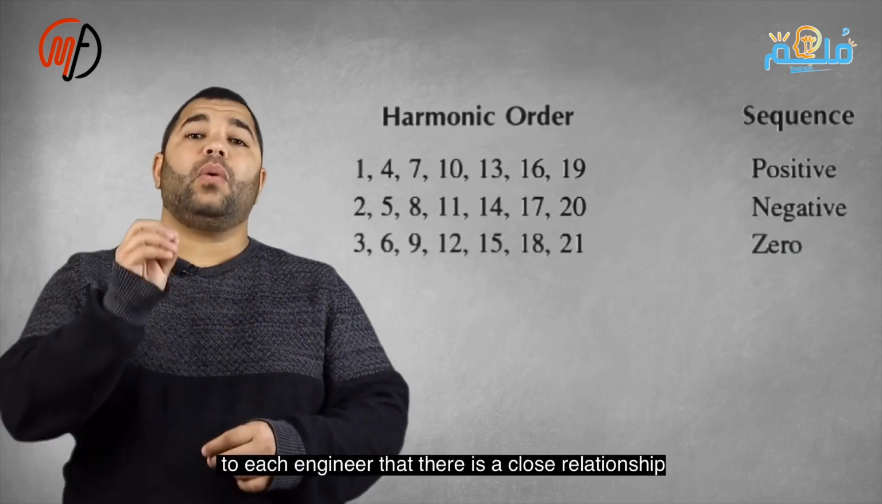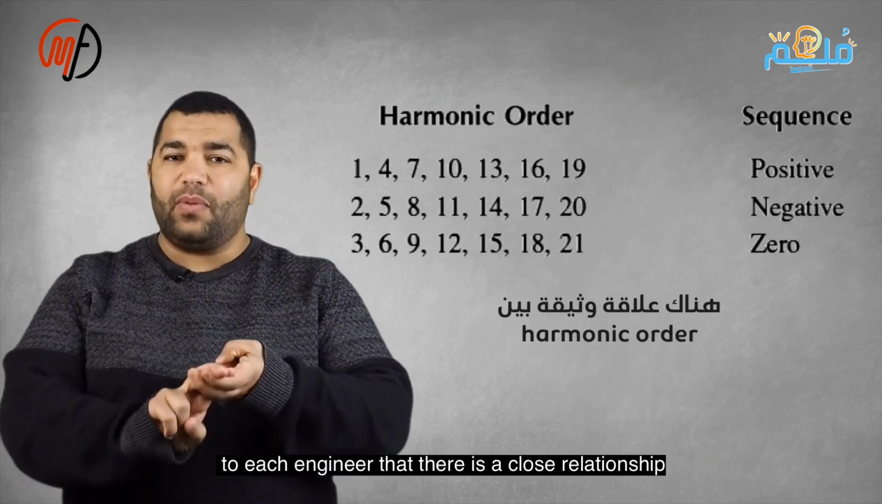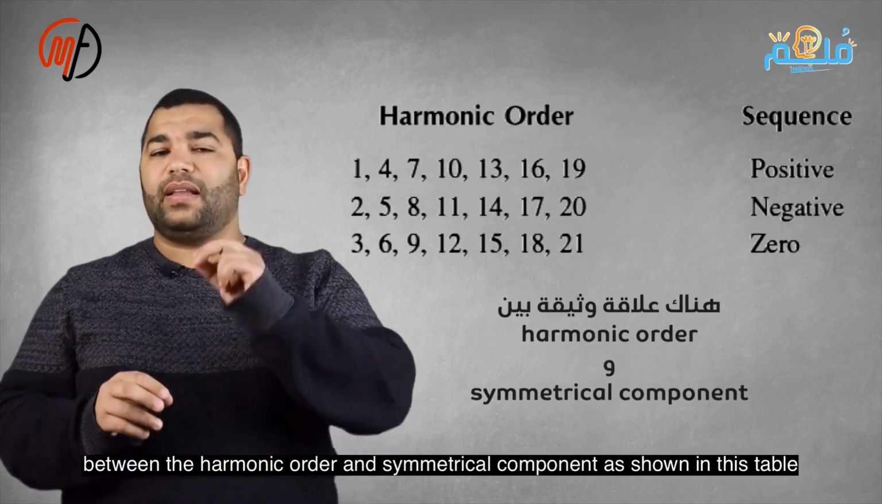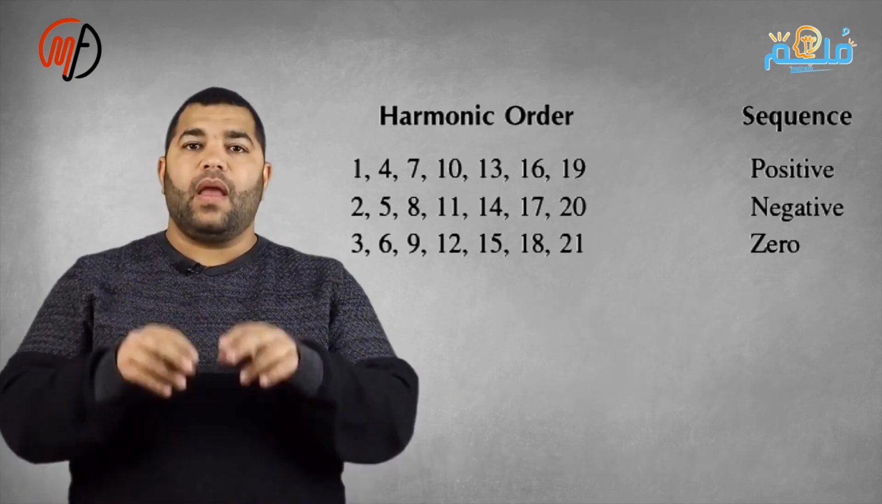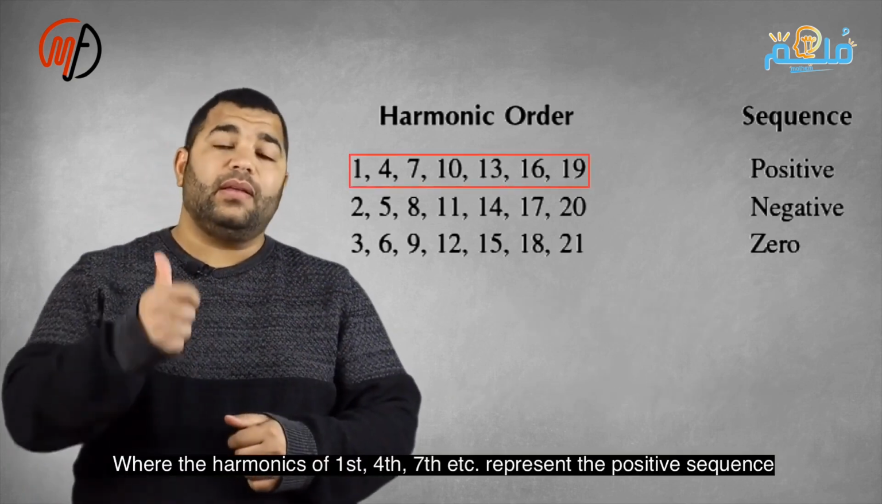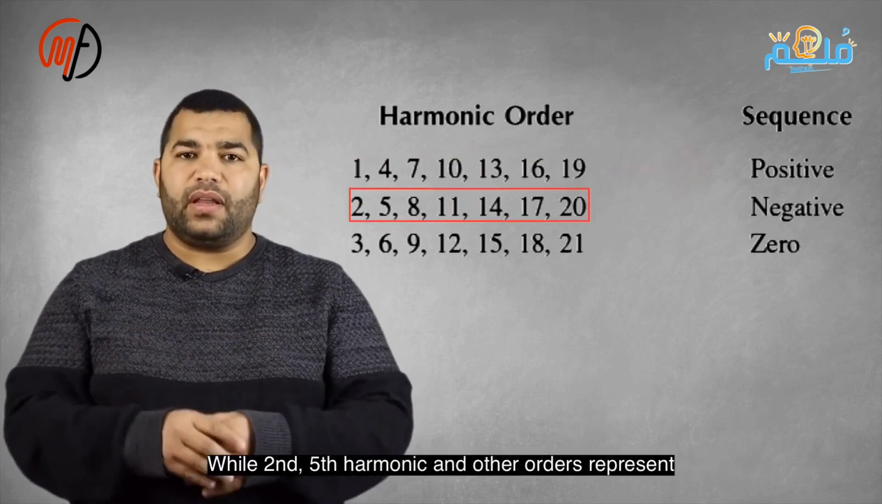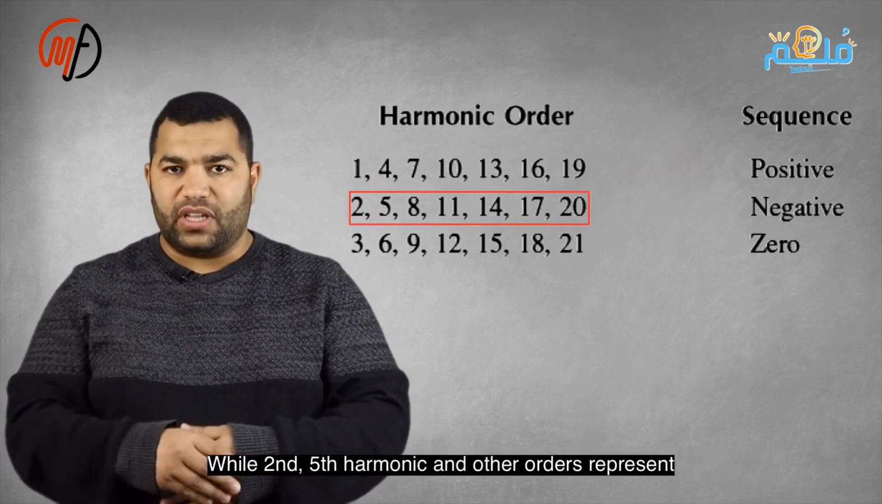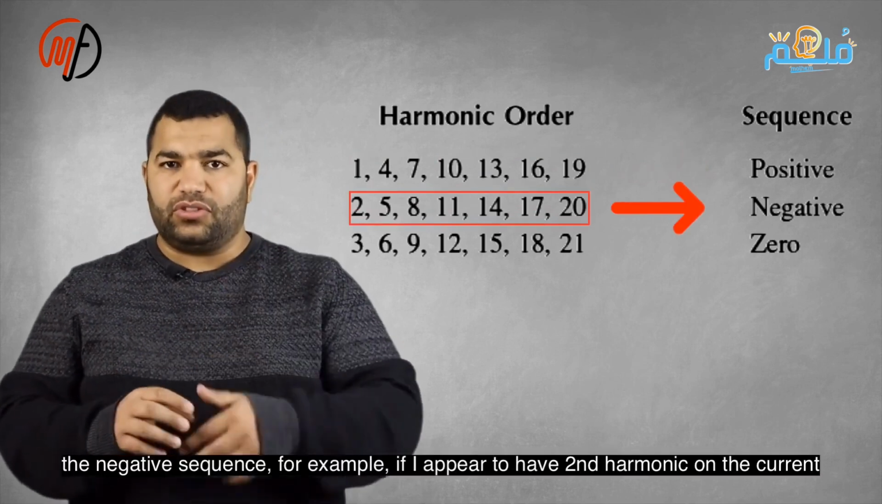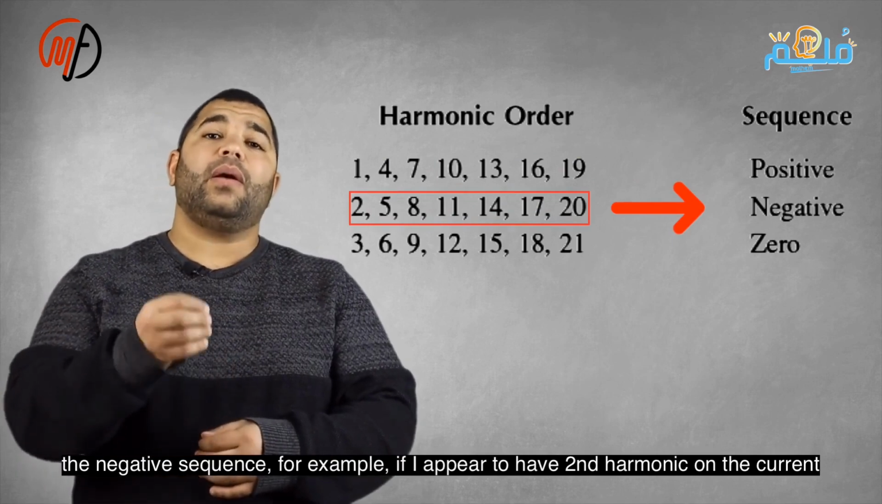As every engineer knows, there is a close relationship between harmonic order and symmetrical component, as shown in this table. The harmonics of the first order, fourth, seventh, and others represent the positive sequence. Second and fifth harmonics represent the negative sequence. A second harmonic in current or voltage creates this sequence. Third, sixth, and ninth harmonics represent the zero sequence in both.